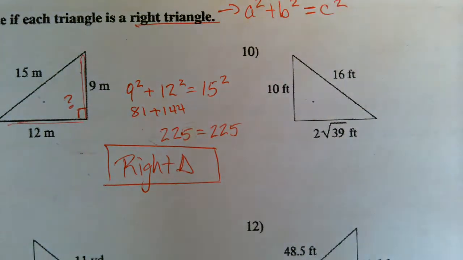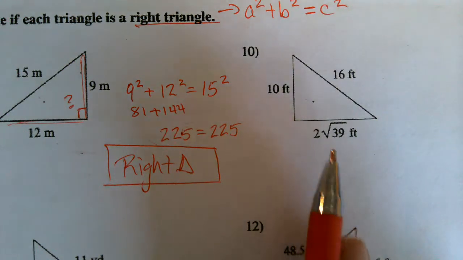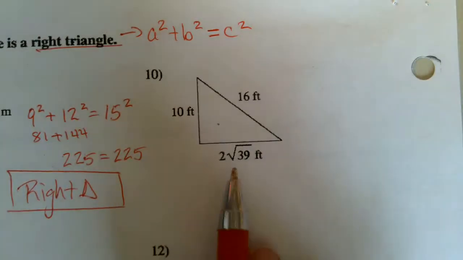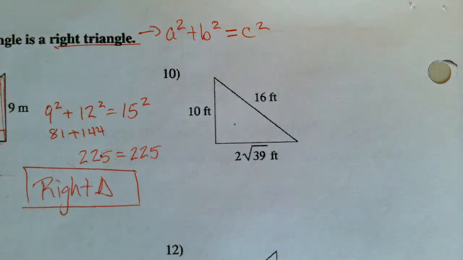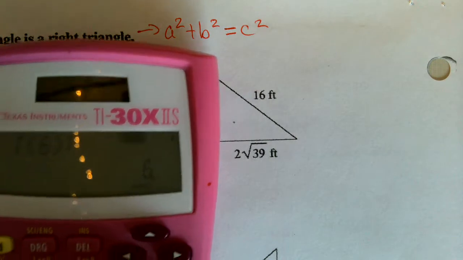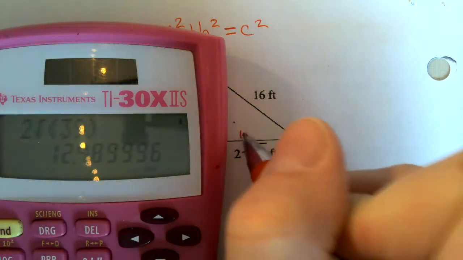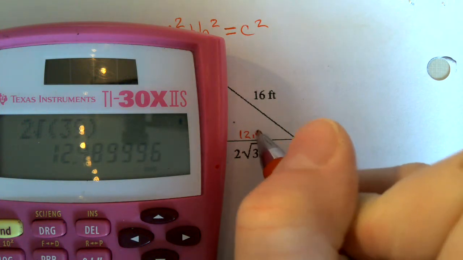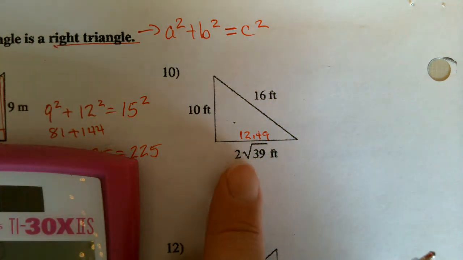All right, now I want to talk about number 10 for the sheer fact that it has a root, but there's more to it. Number 11 has a root, but I'm concerned with this one. So, what is 2 square root of 39? Is that one of the longer sides or one of the shorter sides? So type in your calculator 2 square root 39. And the approximation is about 12.49. Okay, so that tells me this is one of the shorter sides.